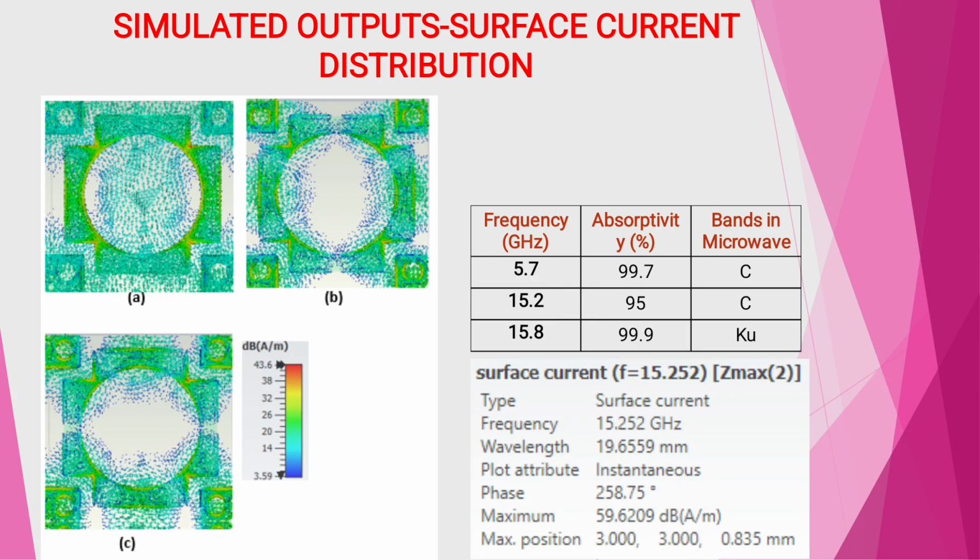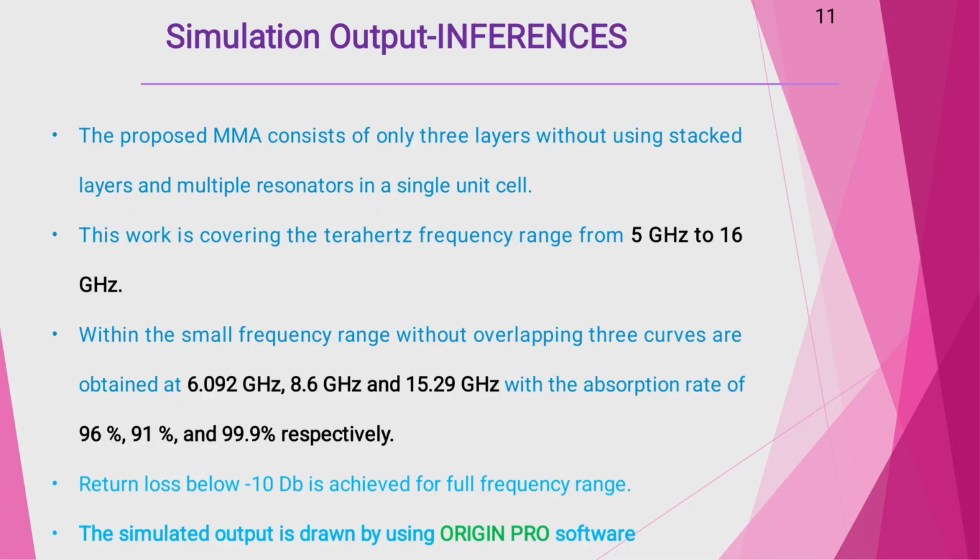And this picture shows the surface current distribution. Here also the surface current distribution is maximum at the top of the patch structure, and the corresponding frequency ranges with absorption rates are shown in this table. So these are the simulation output inferences.